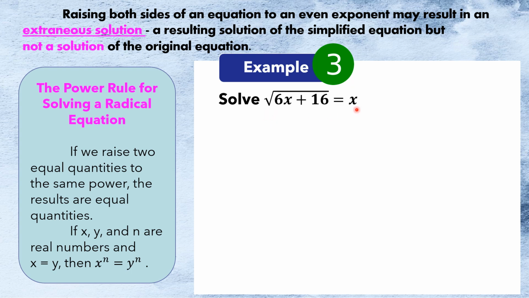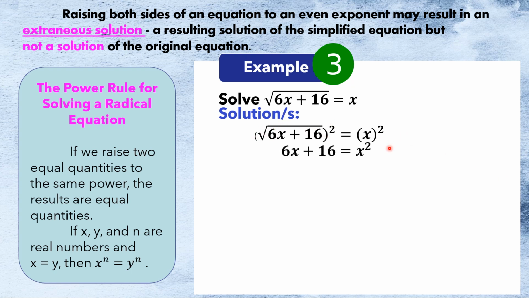So, paano natin matatanggal yung radical sign? Applyan natin ang power rule for solving a radical equation. Dahil square root yan, ang index niya ay 2, so ang magiging power niya ngayon dyan ay 2. Since na-raise natin sa 2 ito, kailangan i-raise din natin sa 2 ito. So, ang mangyayari, si radical sign cancel out to. Ang maiwan is 6x plus 16. Dito naman, x raised to 2 is x squared.